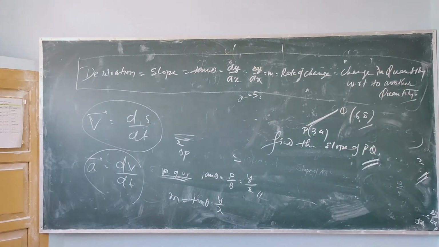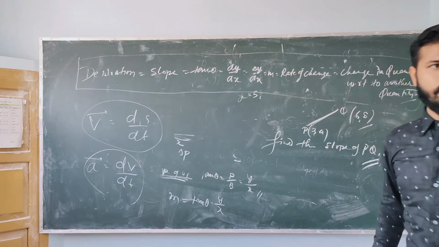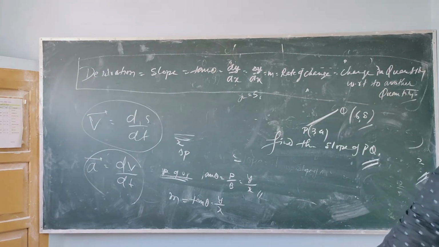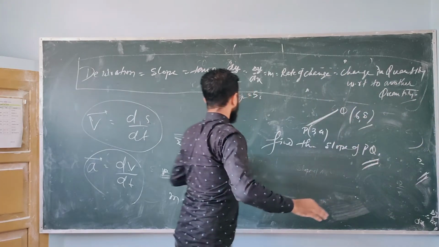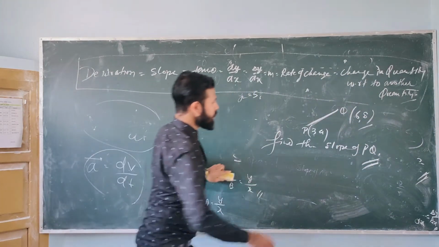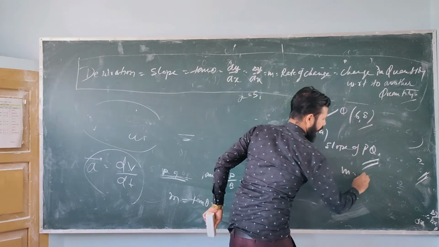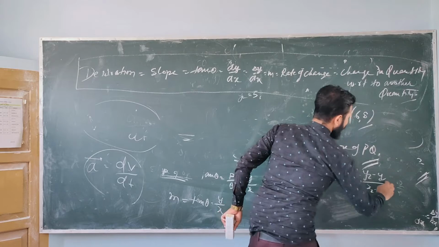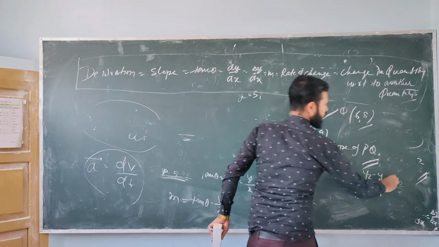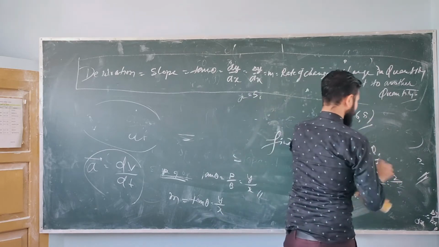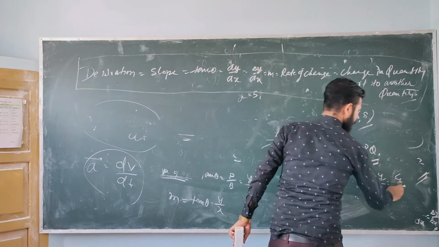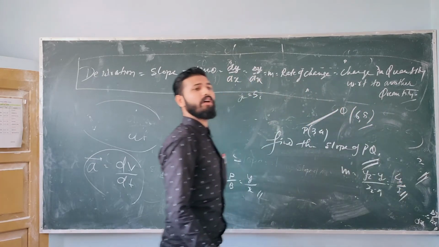Come on, fast. Just say the answer. Slope m equals y2 minus y1 over x2 minus x1. What is y2? 8. 8 minus 4 is 4. And 6 minus 3 is 3. So 4 by 3 is the answer.